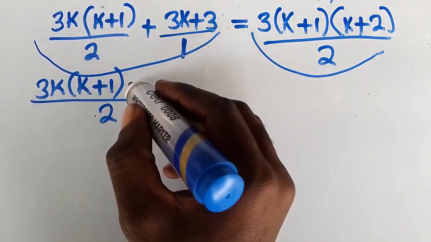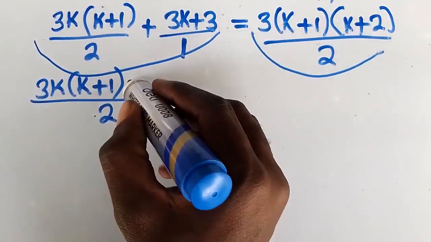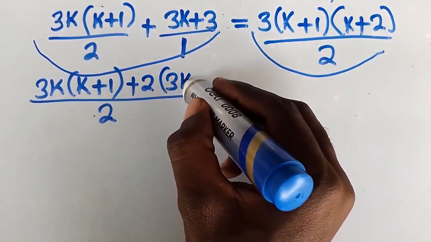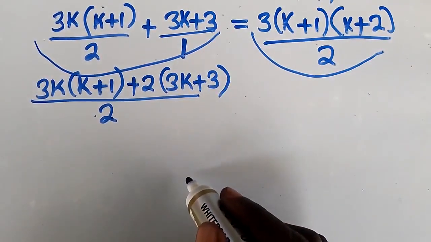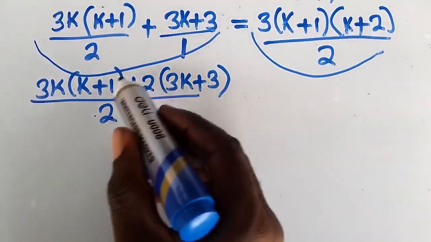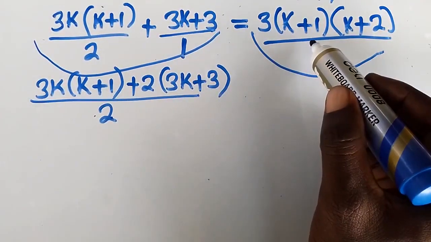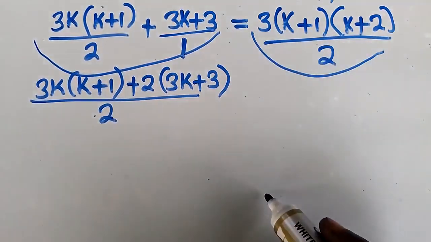2 times everything here. So I'm going to have plus 2, then multiply by everything there, like this. This is what I'm going to come up with. Have you seen? So I want to make sure that this thing here looks exactly like that. So this one looks like that, which means I've proven by mathematical induction by these 3 steps.